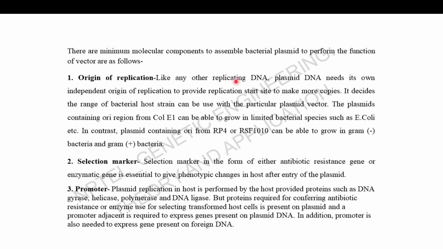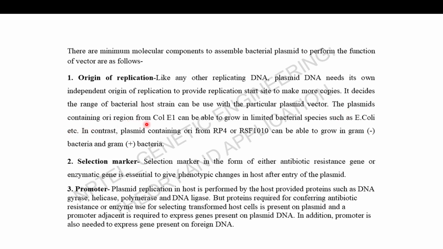Like any other replicating DNA, plasmid DNA needs its own independent origin of replication to provide a start site for replication to make more copies of itself. It decides the range of bacterial host strains that can be used with a particular plasmid vector. The origin of replication is, in short, written as ORI. ORI site, containing ORI region from ColE1. This is just an example.